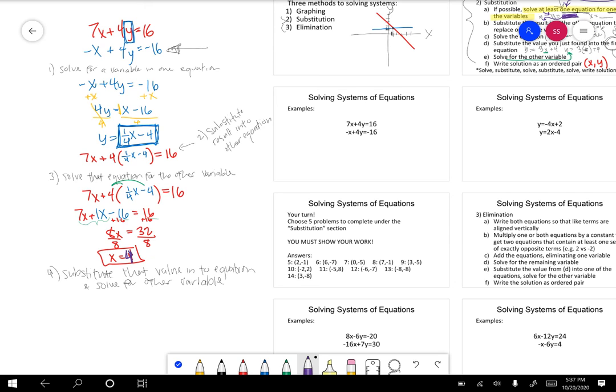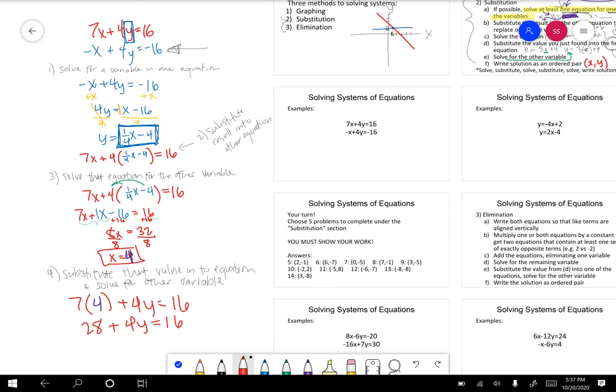Okay, I'm going to substitute the 4 now in purple, just so you can see it highlighted, into both equations and solve for y. So let's start with maybe the first one, 7, and instead of x, we have 4, plus 4y equals 16. So now we're just going to solve for y. We have 7 times 4, that would give us 28, plus 4y equals 16.